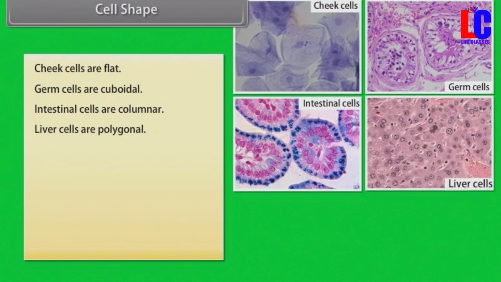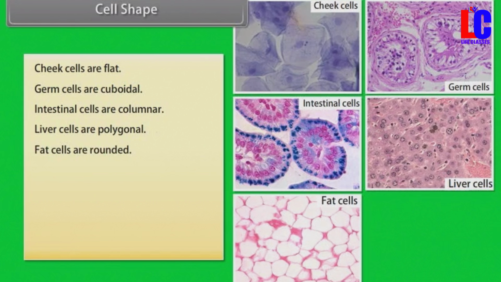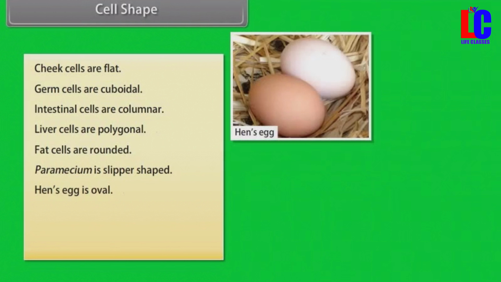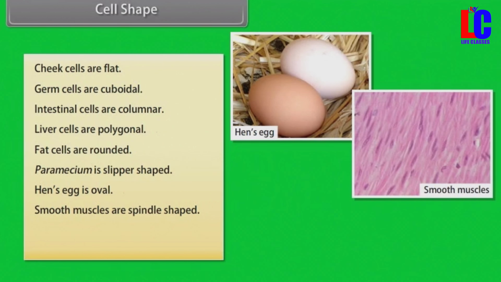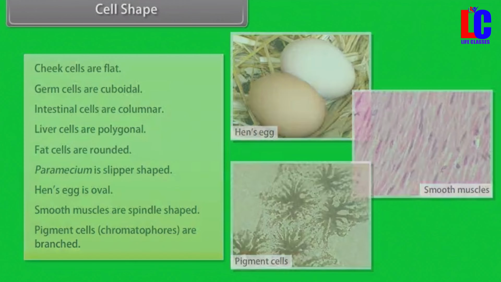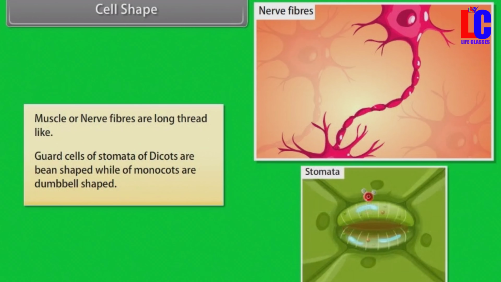Liver cells are polygonal. Fat cells are rounded. Paramecium is slipper-shaped. Hen's egg is oval. Smooth muscles are spindle-shaped. Pigment cells, that is, chromatophores, are branched. Muscle or nerve fibers are long thread-like. Guard cells of stomata of dicots are bean-shaped, while those of monocots are dumbbell-shaped.